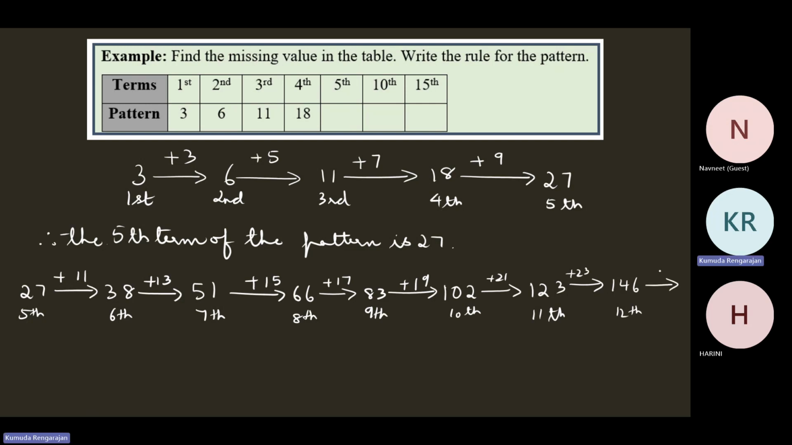Then to get the 13th term, you should add? 25, ma'am. 171. Yes, this is the 13th term. Then plus 27, and you get 198. Correct. This is the 14th term. Then when you add 29, you get the 15th term.